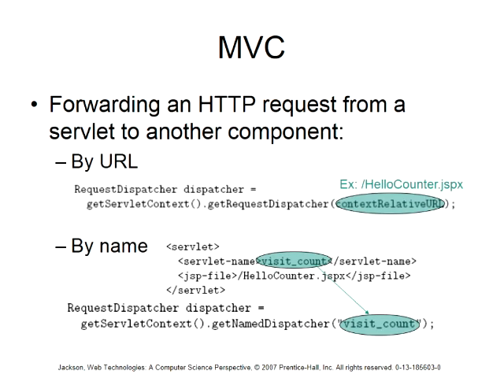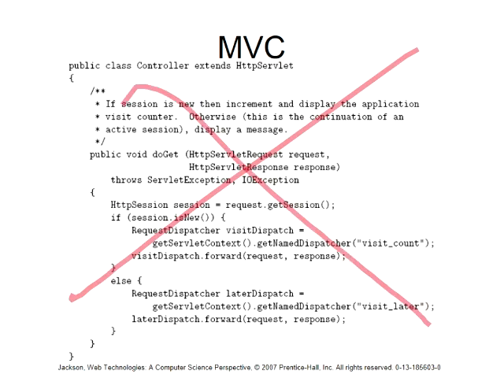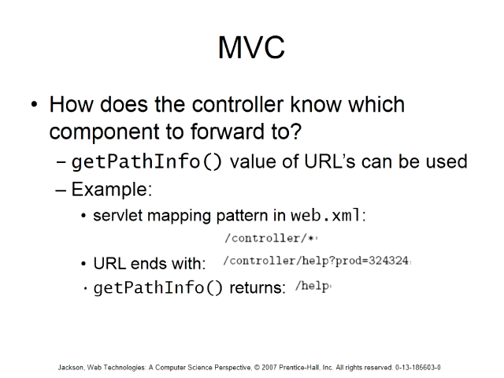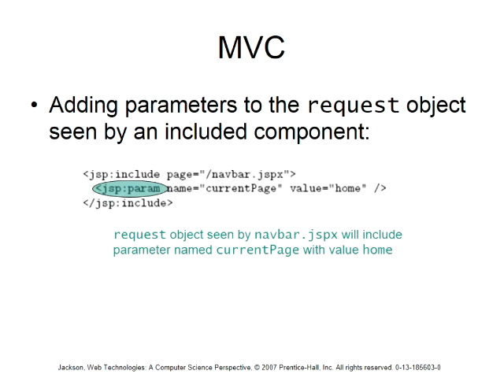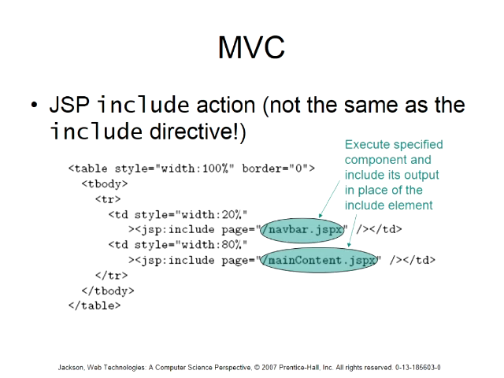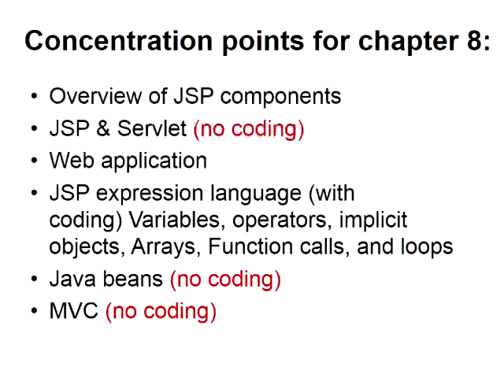So MVC is an architecture that can be used to develop web applications, and for JSP, the typical implementation of MVC is: the controller is represented by a Java servlet, the model by beans and the DBMS, the view by a JSP document. We can forward an HTTP request from a servlet to another component by a request dispatcher. So the request dispatcher is used to forward an HTTP request from a servlet to another component. So coding for MVC now, no coding.